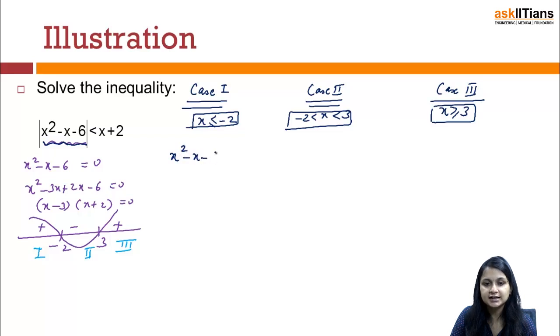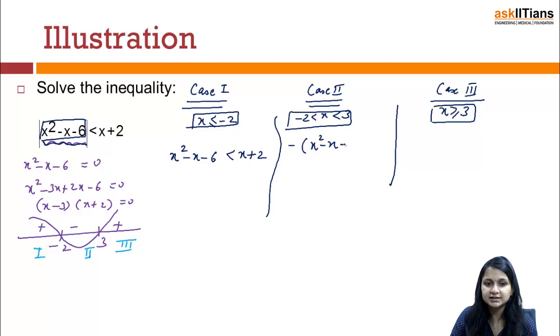So x square minus x minus 6 less than x plus 2. Always remember, whatever is inside mod, if it is positive, it will be written as it is. Because when x is less than minus 2, this whole quantity is positive, so it will be returned as it is. Even in the second case, I will write the details so that I don't get confused. In the second region, it becomes negative, so a negative sign is introduced in front of the whole x square minus x minus 6, and this is x plus 2. And here also it is positive, so x square minus x minus 6 is less than x plus 2.